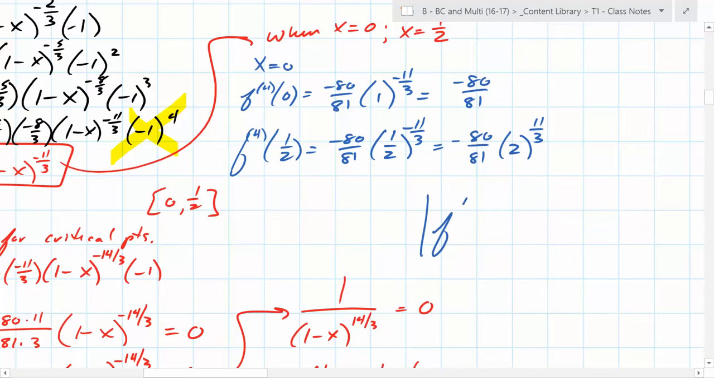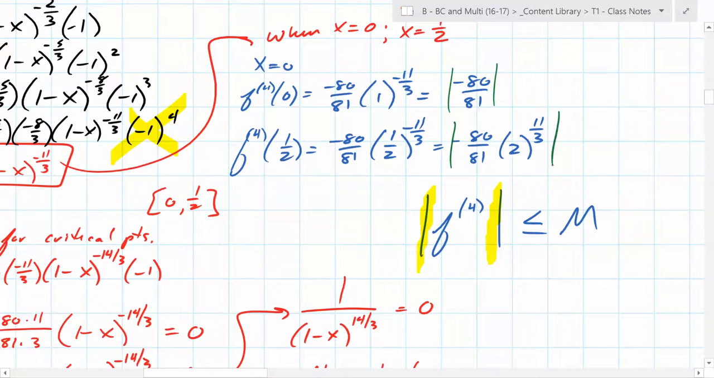Now here's the thing. Remember, this is what we're doing: F4 on that interval has to be less than or equal to m, correct? What do you see around the fourth derivative? Absolute value. So what do you do to both of these? Which one's bigger? The second one is bigger, right?